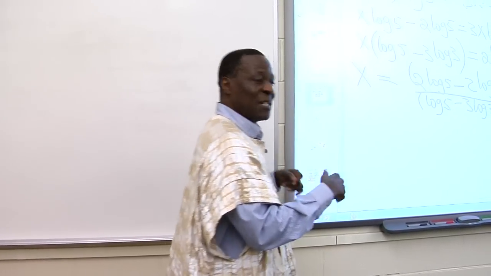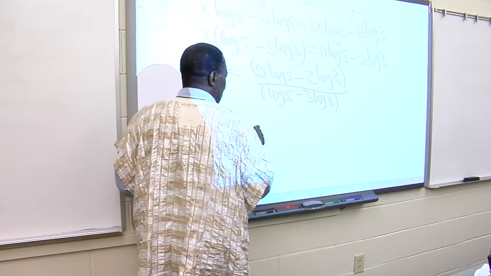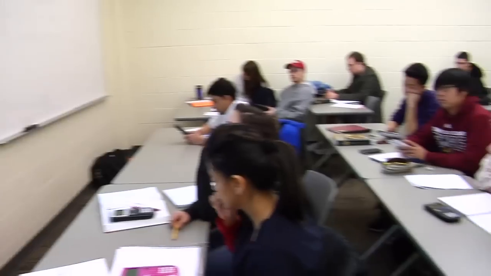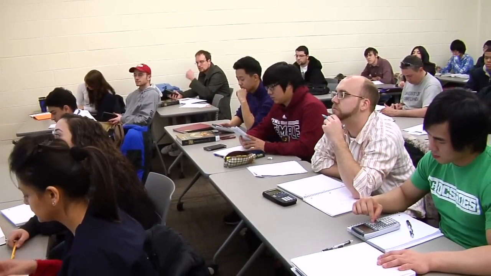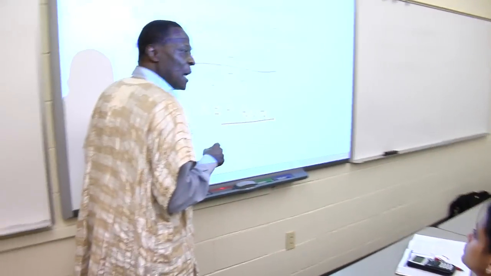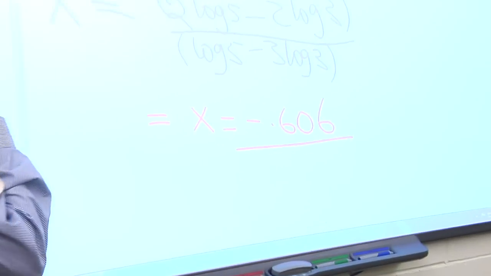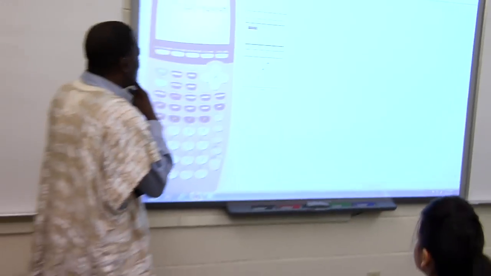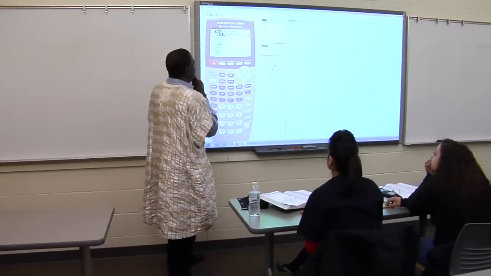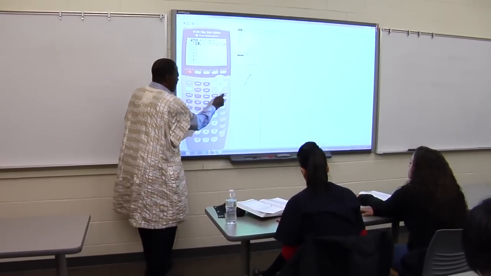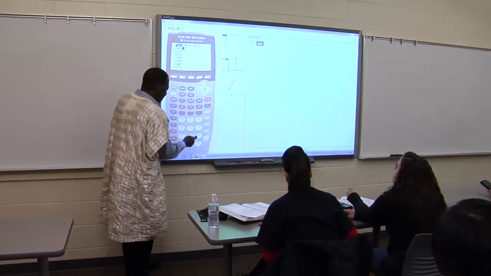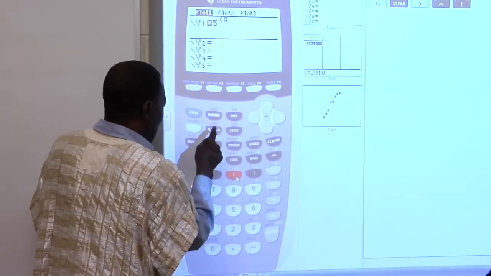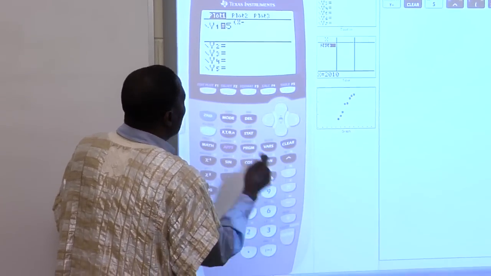So, do we have an answer? Anybody, please? x equals negative 0.606. Confirmed? Yes? I think sometimes I really want to know if this is true. Can we check it? All right, we can go to the calculator and put the function, the very first one. What's the very first function? 5 raised to the power x minus 2. Is that right?